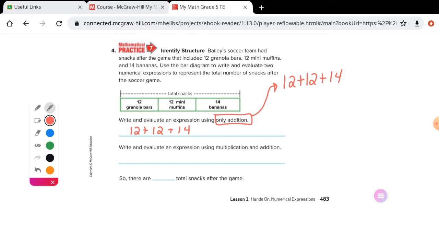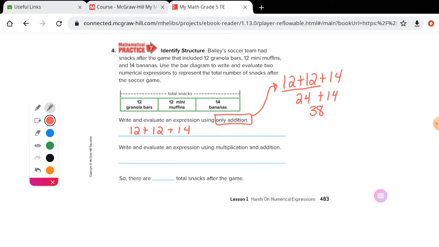Zach, what am I going to do first to evaluate this? 12 plus 12 plus 14. What's my first math problem I need to do? 12 plus 12. Yep, because it's on the left. What's 12 plus 12? 24. Drake, what do I do next? 24 plus 14. Okay, you getting all this down? Okay, what is 24 plus 14, Easton? 38.